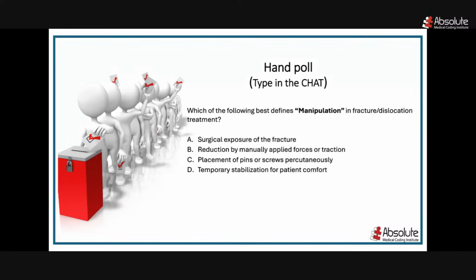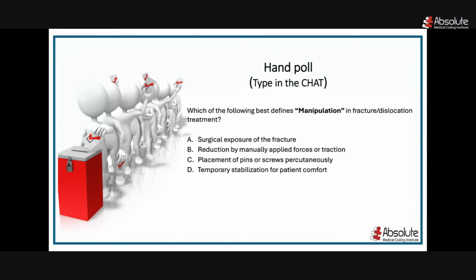Okay, we reviewed them in the initial stage. Now let's see. Which of the following best defines a manipulation in fracture or dislocation treatment? Is it option A, surgical exposure of a fracture, option B, reduction by manually applied forces or traction, option C, placement of pins or screw percutaneously, option D, temporary stabilization or for patient comfort?